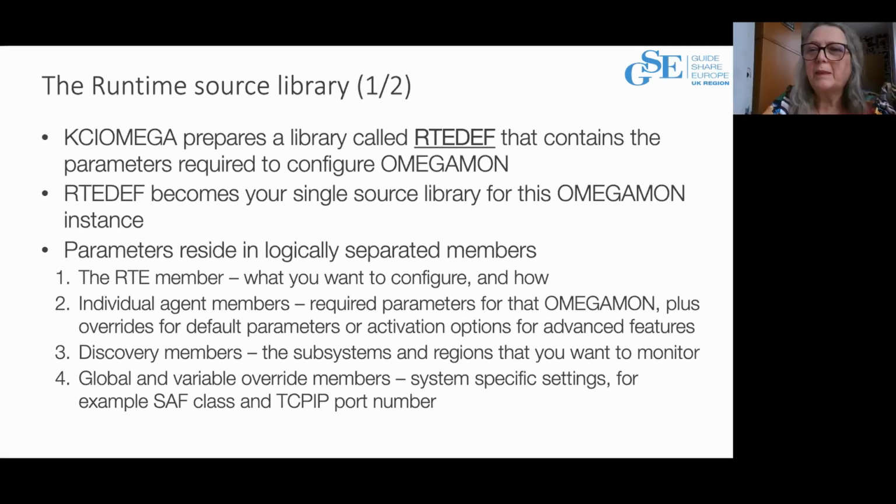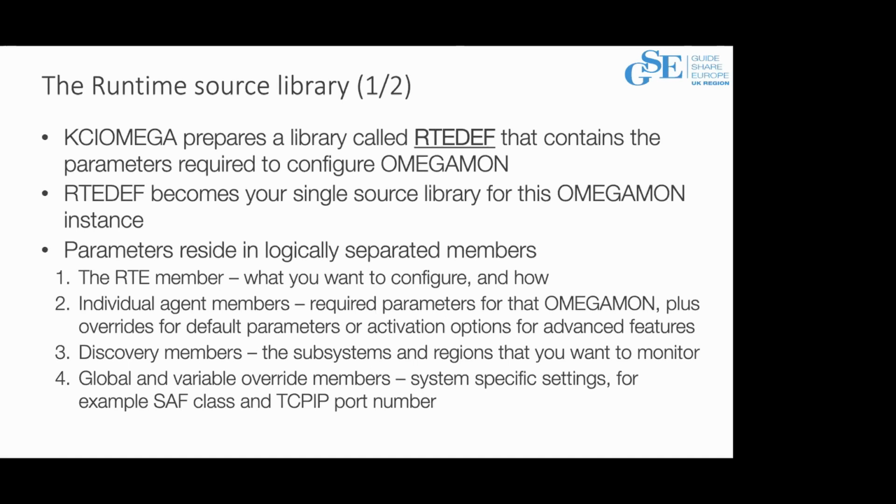So you'll have a high level runtime parameter library member. You have individual agent members. These are parameters separated out for each agent for their own purpose. Then you'll have overrides in those members. We do provide default parameters and activation parameters as well for advanced features. Then you have the discovery members. If you run the discover process or the discover action, separate discovery members are created for you as well, and I'll show you examples of those.